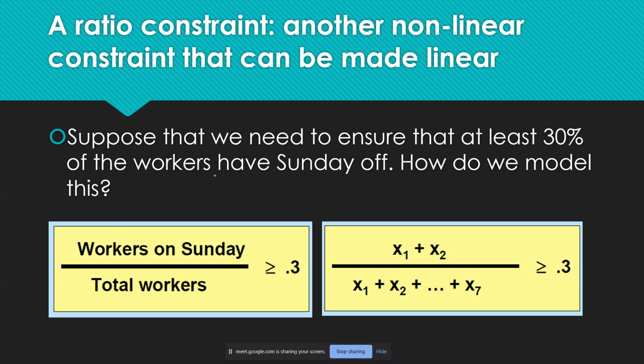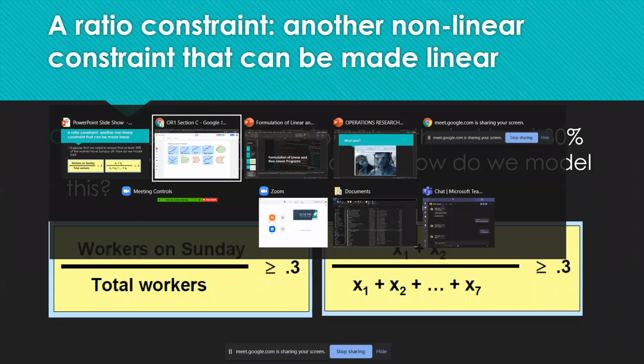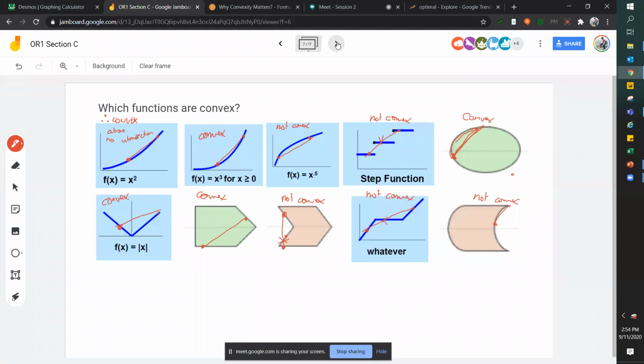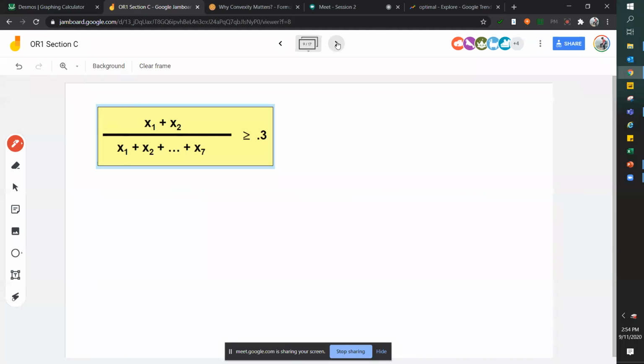Kagaya nito, halimbawa, suppose that there are workers needed, or that we need to ensure that at least 30% of the workers have Sunday, Saturday off. So, halimbawa, ganito yung equation. Paano natin siya maiilagay, hindi siya linear, di ba? Paano natin siya maiilagay sa linear equation? Let's try this one. Ayan, sorry. Paano kaya? Pwede tayo mag-cross multiply.